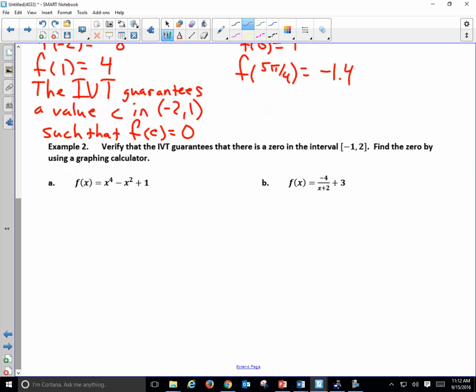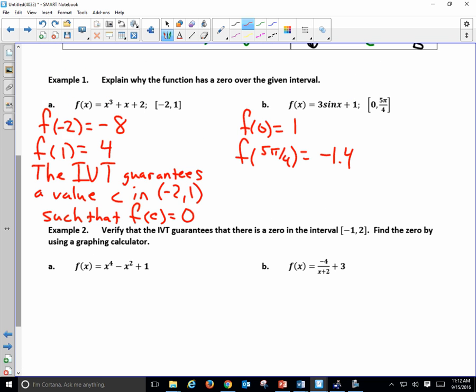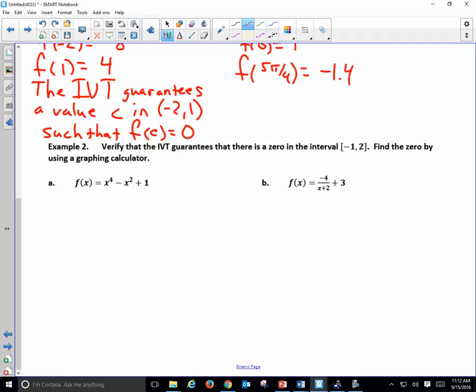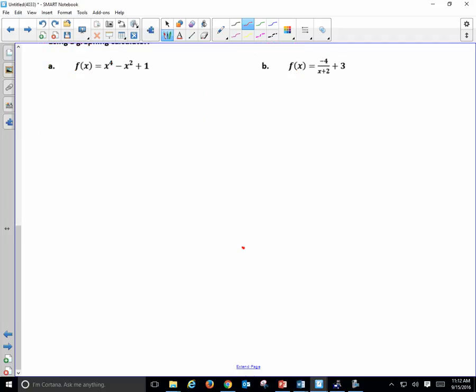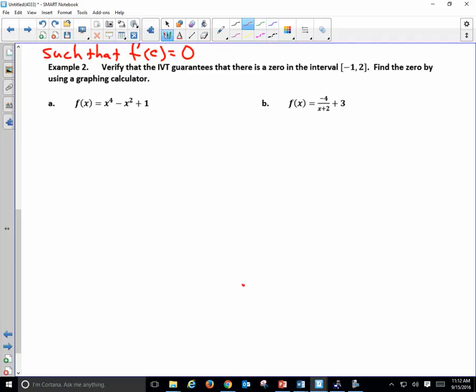Okay, let's try another one. It says verify the IVT guarantees a value or a 0 in the interval -1, 2. Find the 0 by using a graphing calculator. So we start by f of -1. Plug in -1, what do you get? 1, very good. f of 2 is 16 minus 4, 13. Does it cross over 0? No, so the IVT does not apply.